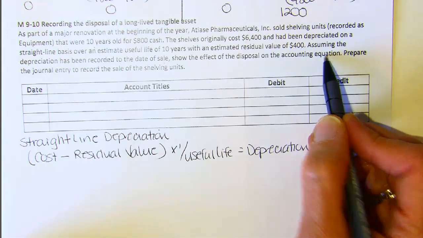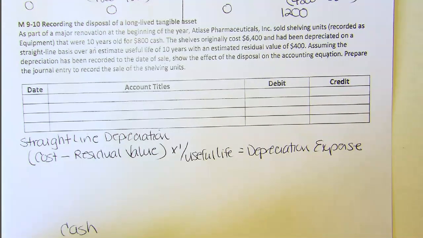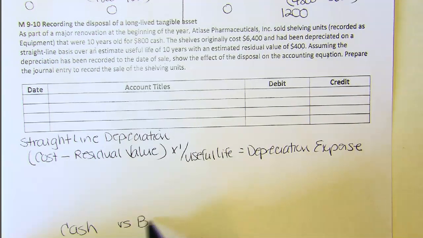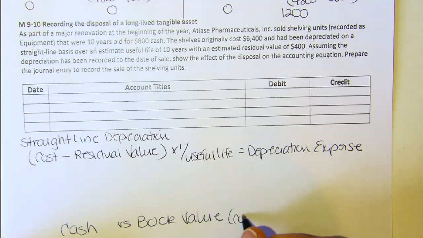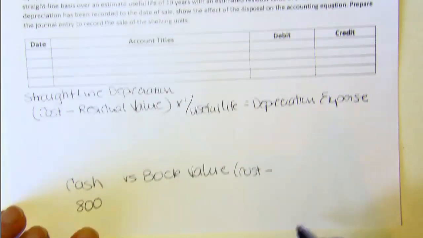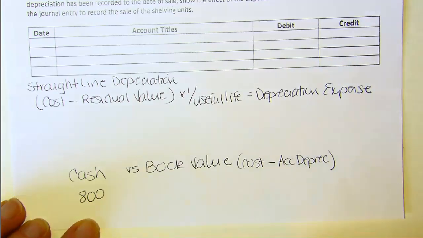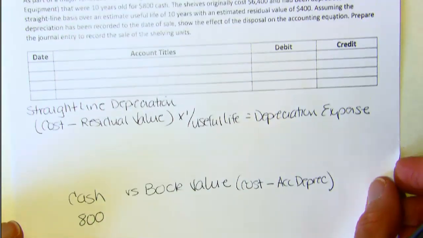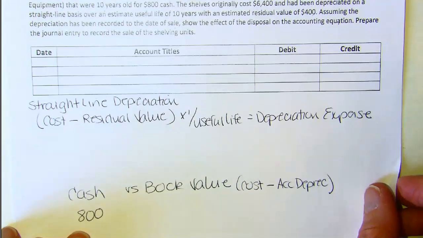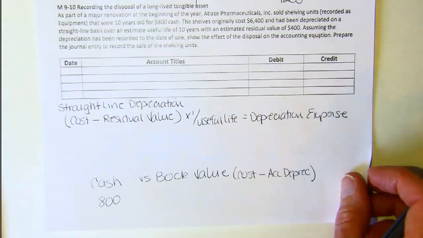Okay, so normally to calculate a gain or loss, we would compare the cash received, which we know is $800, versus the book value. To find book value, we take the cost and subtract the accumulated depreciation. The problem is, this problem doesn't tell us what the accumulated depreciation is, so we have to calculate it, which is why I have the straight line depreciation calculation here. Let me zoom out just a bit. There we go.